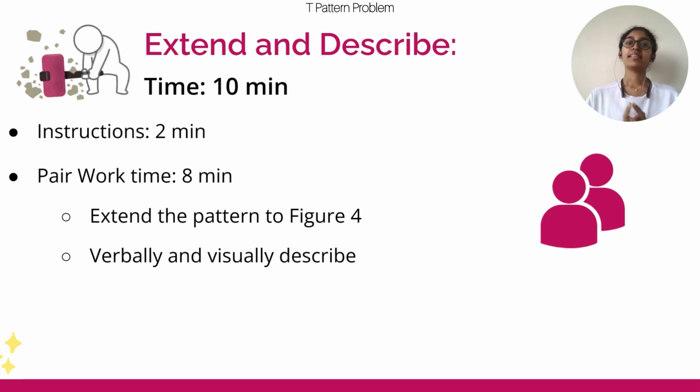While they are working, they will extend the pattern to figure 4 where they actually draw it in the grid sheet which is already in their handout. While the students are drawing, ask them to color the different parts or different blocks which they see are increasing. And once they have drawn it, they discuss with each other. They will verbally and visually describe how they saw the pattern growing to figure 4.